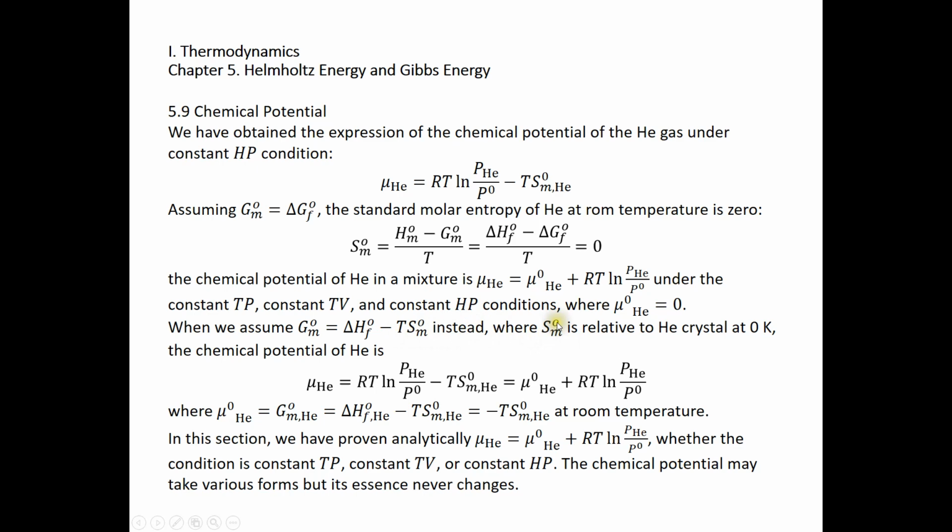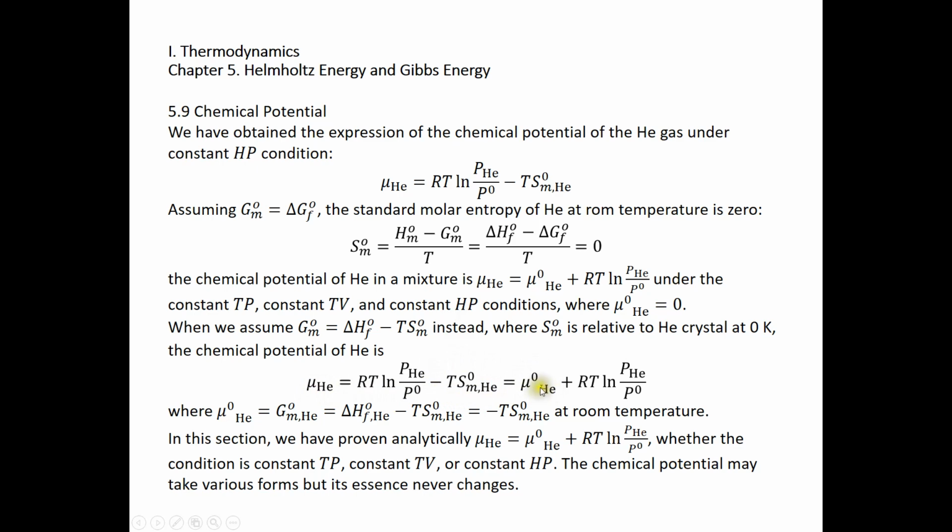This time, this standard molar entropy is only 0 at 0 K for a pure crystal. So this is supposed to be positive for the helium gas. But nonetheless, we will end up with the same expression for the chemical potential. So we get this equation, and this part is simply just mu naught.